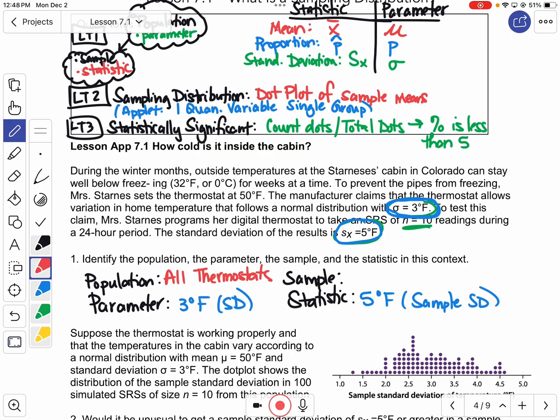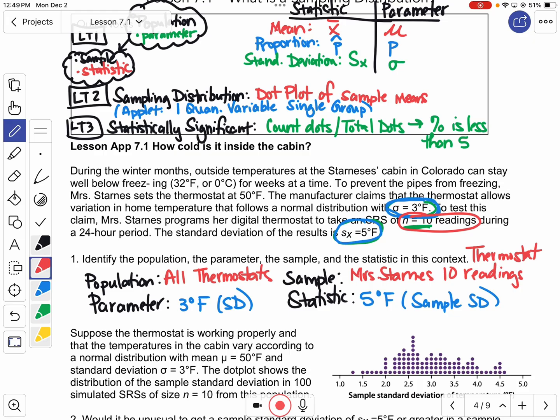But when we think about our sample, are we looking at all of them? No. Which ones are we looking at? Yeah, we're looking at just hers. And how many readings are we taking? Yeah, we're looking at just Mrs. Starnes. Oh, 10 during the 24-hour period. Yep, her 10 readings. Let's say her thermostat readings.